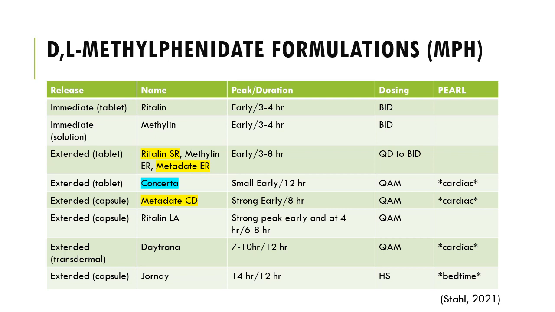These are some of the more common trade names for MPH. As you recall, this is the formulation that has both the D and L isomers. They come in immediate and extended forms and all have pretty early peaks and onset of action, which are usually between 30 minutes and 2 hours, except for the transdermal option Daytrana and the extended capsule Jornay.